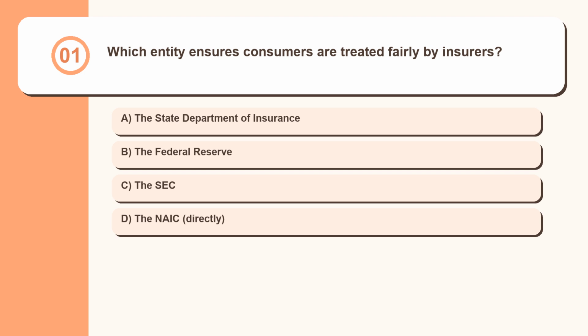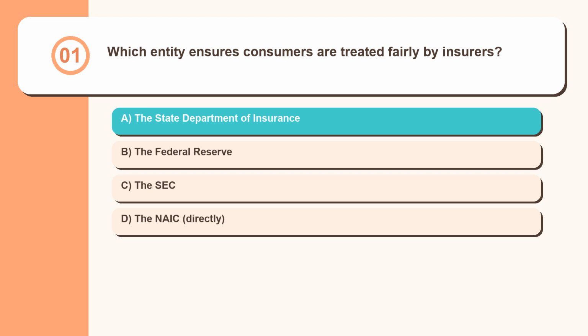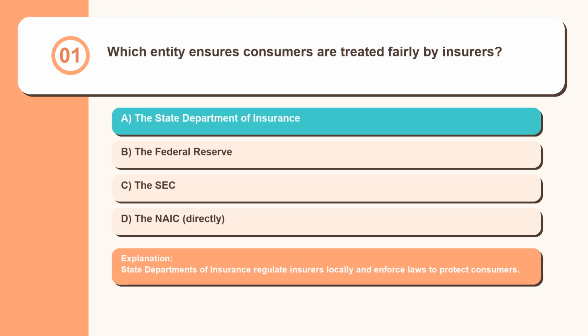New Jersey Life and Health Insurance Exam. What you must know. Question 1. Which entity ensures consumers are treated fairly by insurers? The State Department of Insurance, the Federal Reserve, the SEC, the NAIC? Directly, state departments of insurance regulate insurers locally and enforce laws to protect consumers.